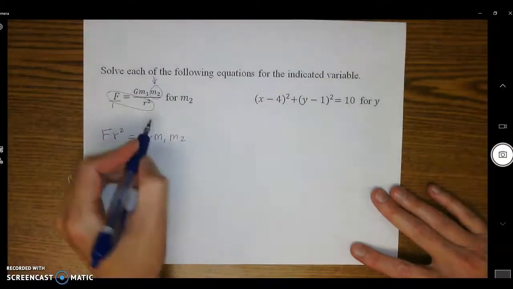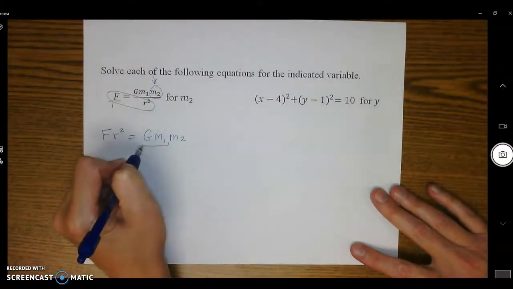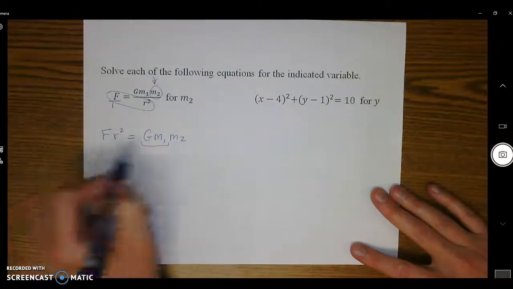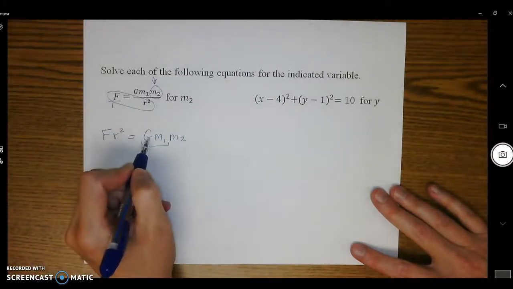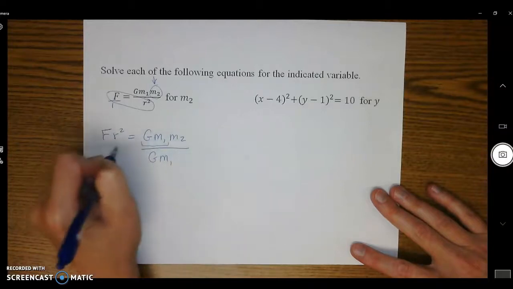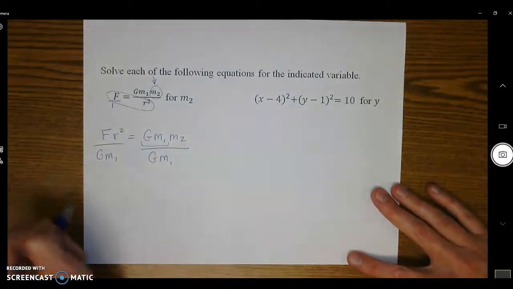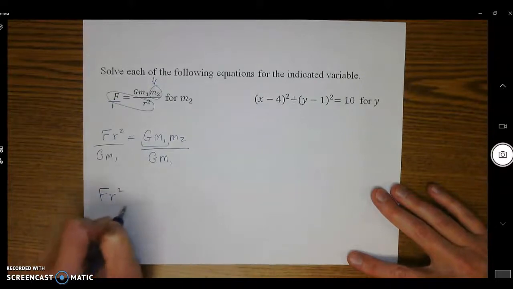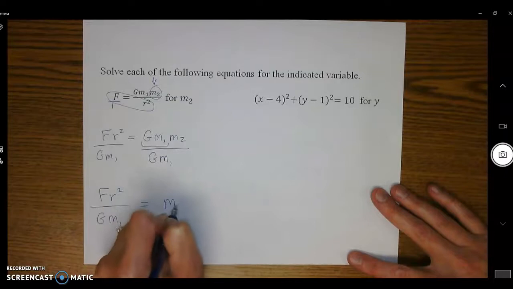Lastly, if I want m2 by itself, I need to move G m1. All of this is being multiplied. There's no add or subtract sign anywhere in there, so I'm going to divide by G m sub 1. So F r squared over G m sub 1 equals m sub 2.